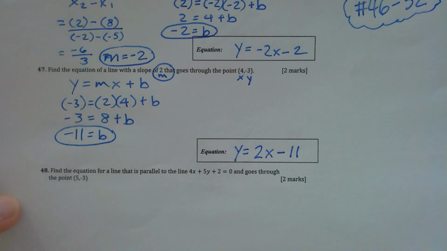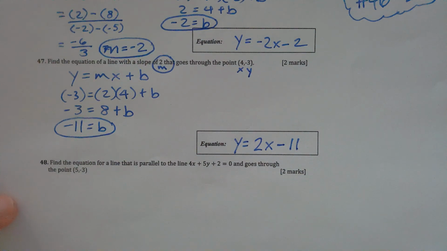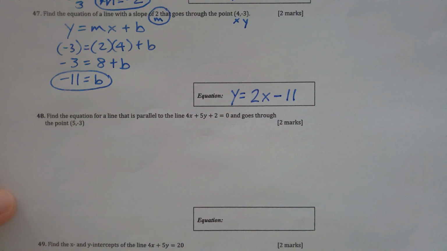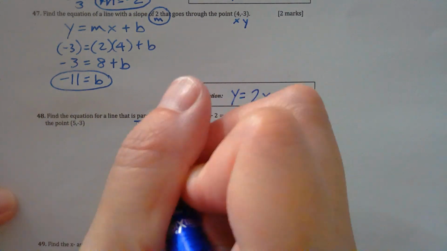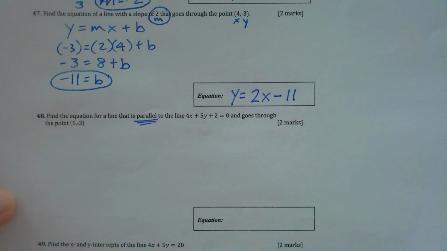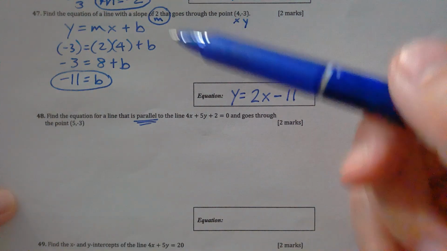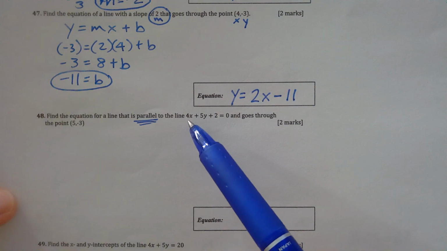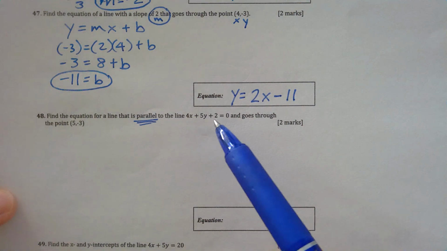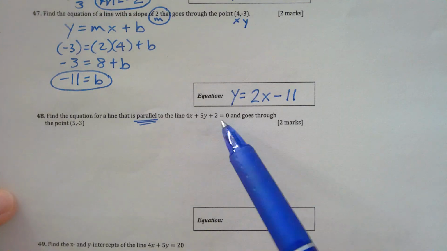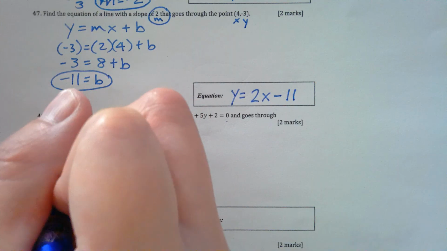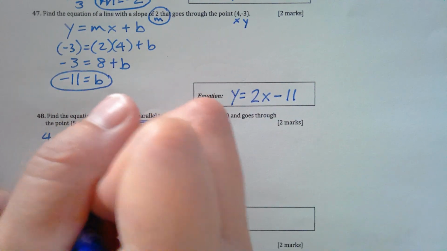Right. Alright, so let's get out your package too so that you can follow along as well. Number 48. Find the equation of the line that is parallel to this and goes through this point. Okay, so it's very similar questions. You need the slope of this. Is my slope here 4? No, because this is not in y equals mx plus b form. So my very first step is to rearrange this equation.